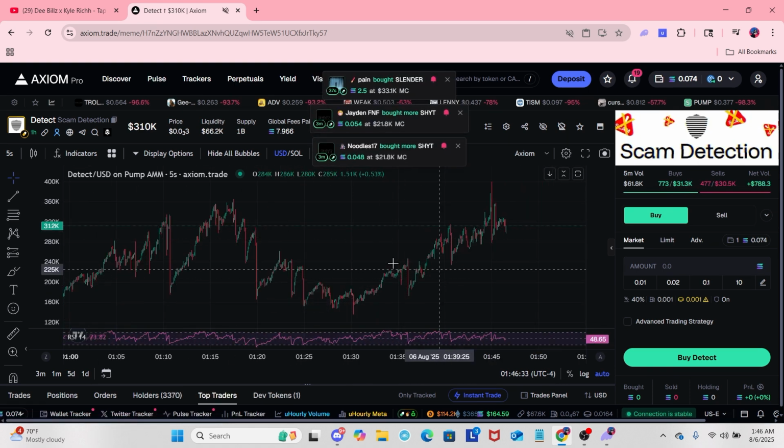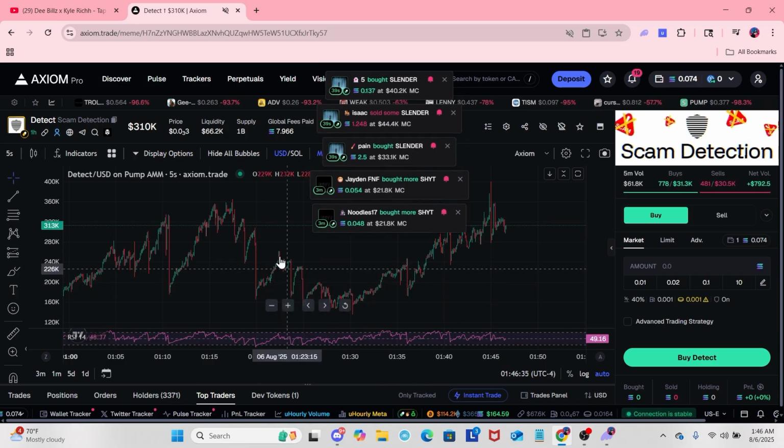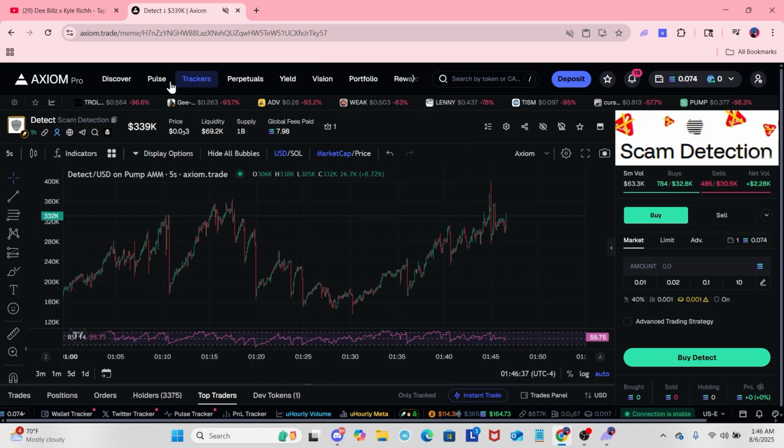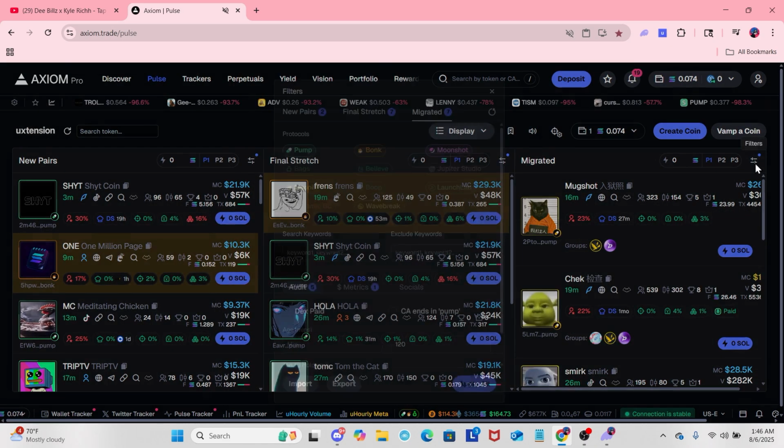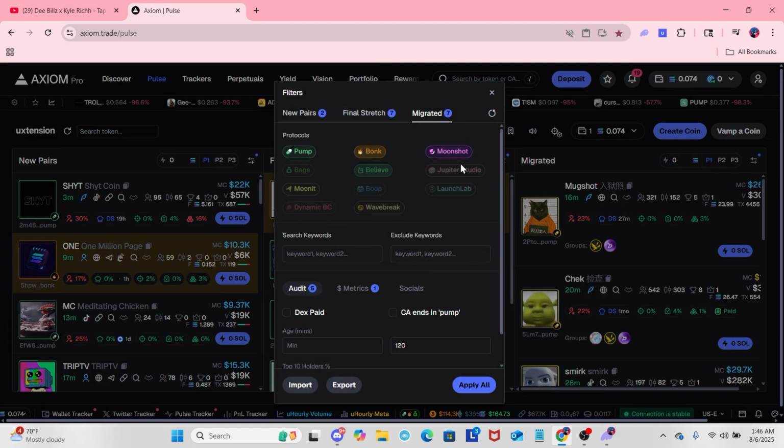Like next, a crazy dip. Try to wait for another crazy dip. I'll buy in, see if it goes up. And yeah, that's really what I would have as filters. You know what I mean? Same with stuff up here. I don't know why I have moonshot on, but same thing.